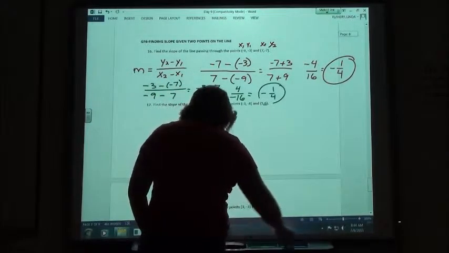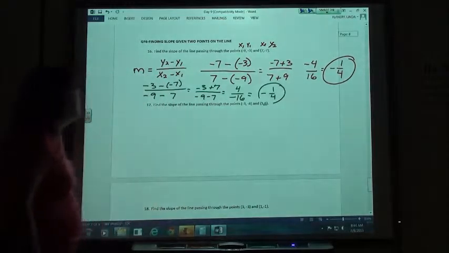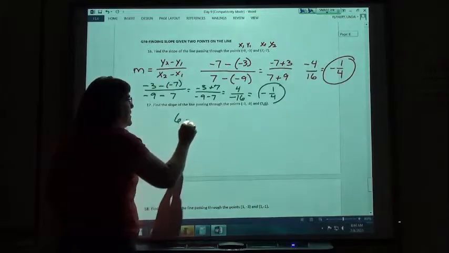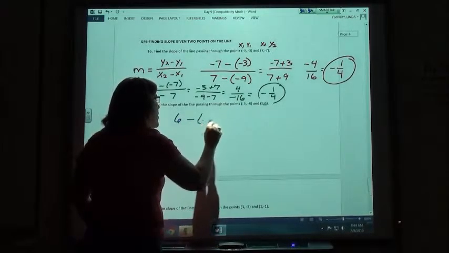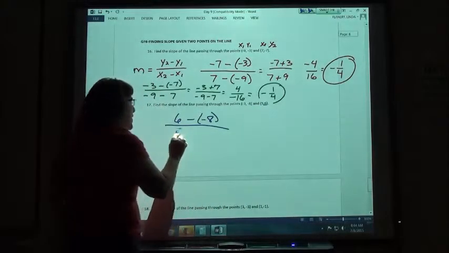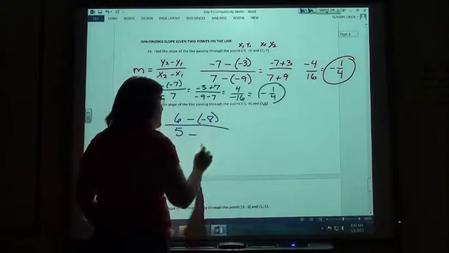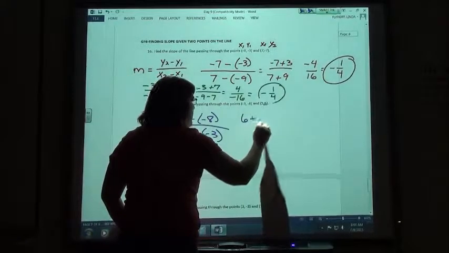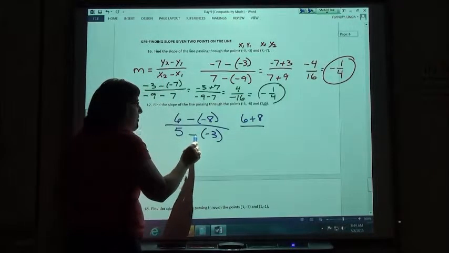So on number 17, if I'm going to find the slope of the line, the y value from point 2 is 6 minus the y value from point 1, which is negative 8, over the x value from point 2, which is 5, minus the x value from point 1, which is negative 3. So I'm going to have 6 plus 8 over 5 plus 3.